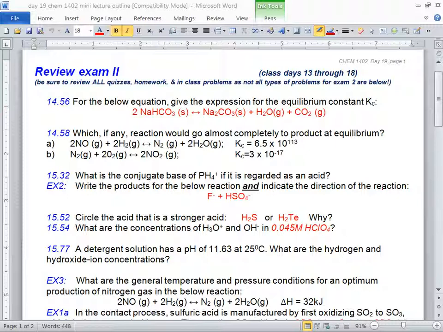Okay? So we have a request to do 58 here, right off the bat. Which, if any reaction, would almost go to product at equilibrium. These conceptual questions are good because, man, either you know them or you don't, and they're quick points that you lose on exams. So these are good to know.